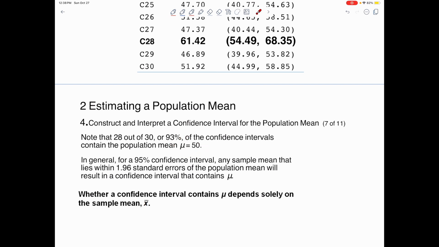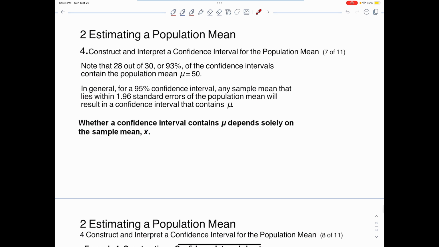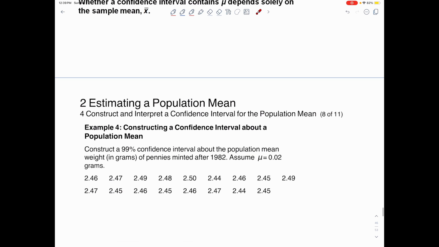In general, for a 95% confidence interval, any sample mean that lies within 1.96 standard errors of the population mean will result in a confidence interval that contains the mean. So out of 100 confidence intervals, with a confidence level of 95%, we expect that 95 of the intervals will contain the population mean, while only 5% will not. So that is basically the meaning of the confidence interval in this case. Whether a confidence interval contains the population mean depends solely on the sample mean X bar.